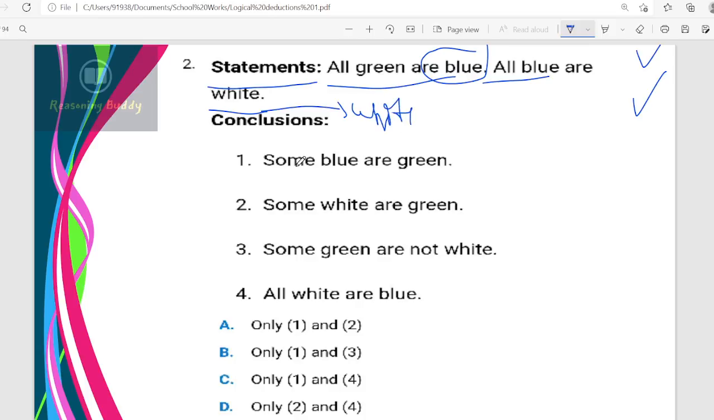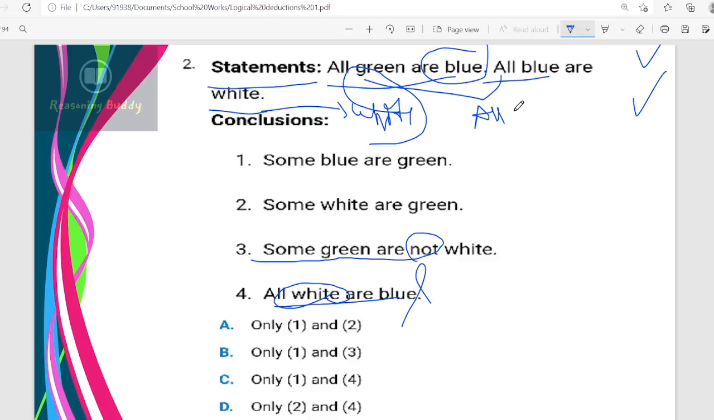Okay, let me check the options first. All white are blue. It's a wrong statement because white should not be distributed. Here white is distributed; in the statement white is not distributed. That's why. Also, the answer is in negative form because "not" is there. In the case of two alls, the conclusion should be all or some, but it is in negative form, so it is also wrong.